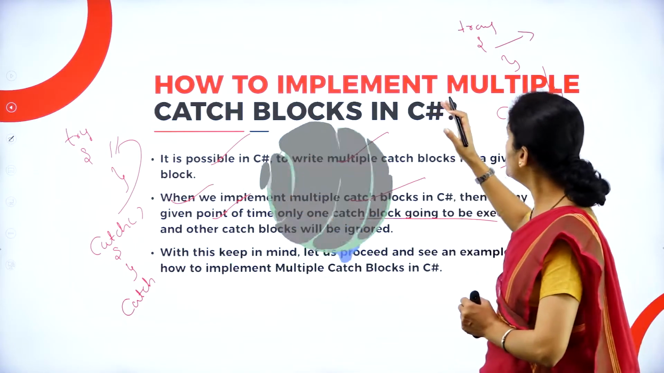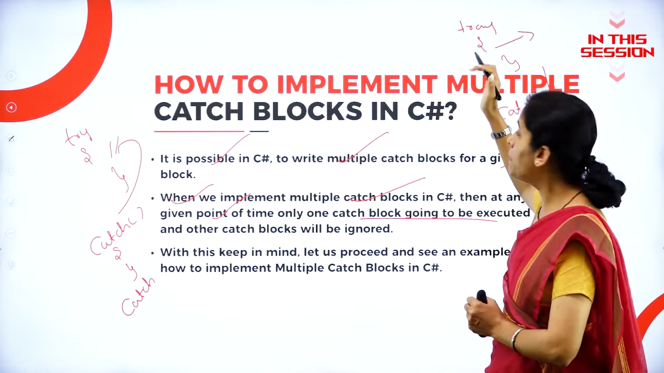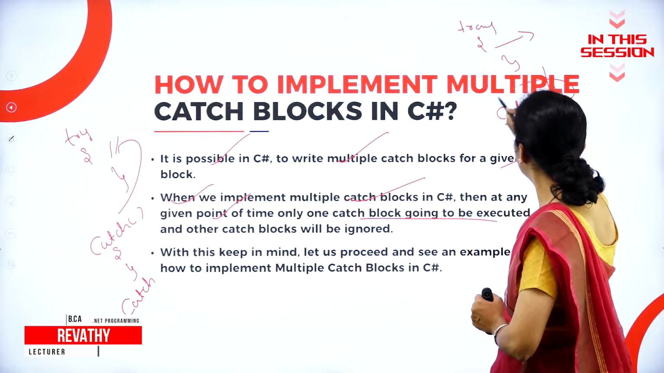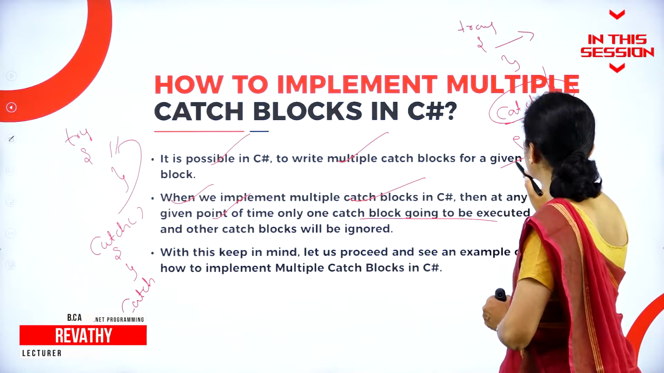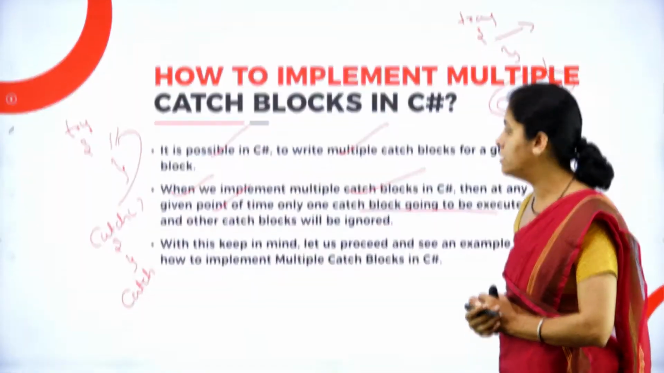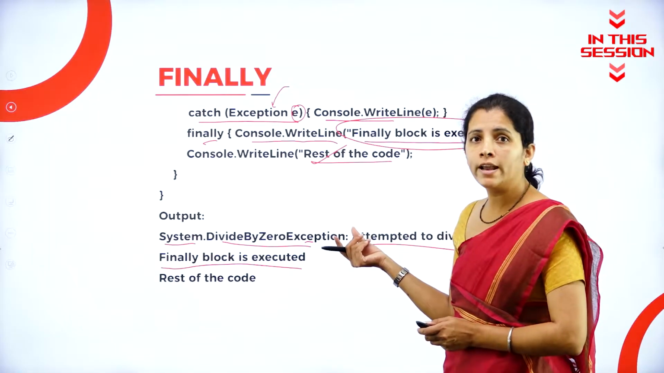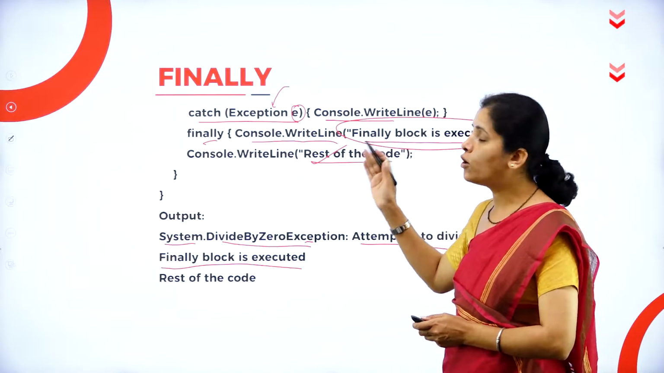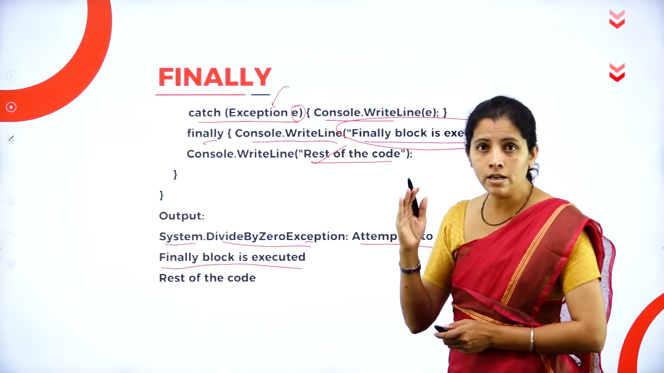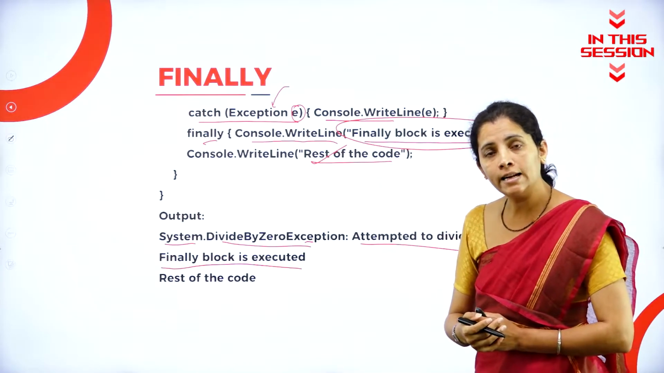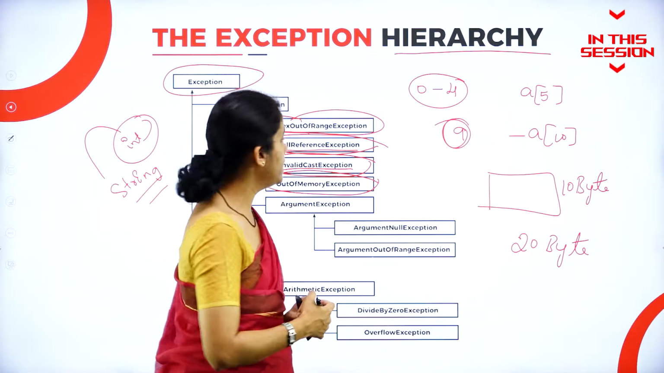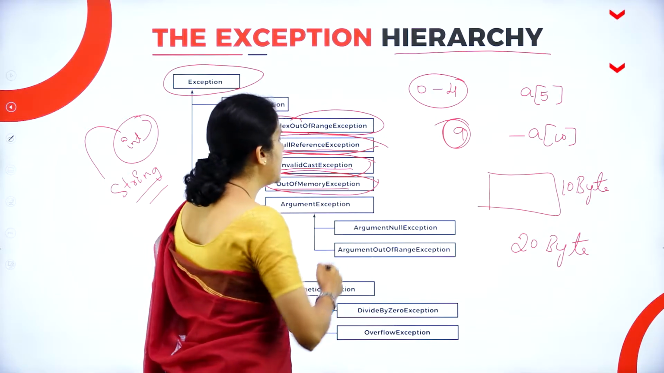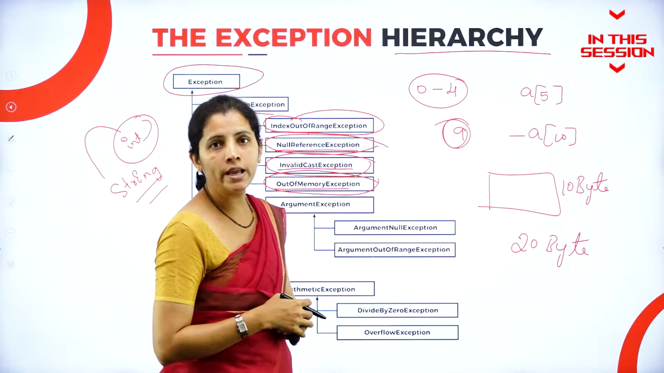When I execute this code, the compiler is going to execute only the first catch block and it's going to ignore the rest of the catch blocks. During the execution of the finally block, it's not going to bother about whether the exception is handled or not. The compiler is going to generate some error that is out of memory exception.